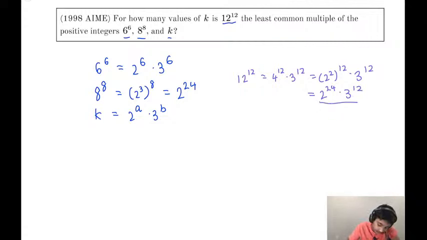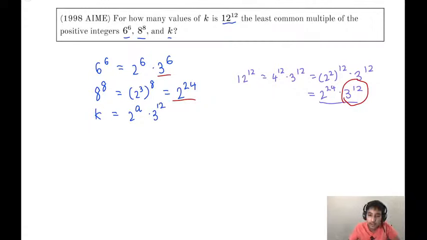So as you can see here, we already have a factor. We've already got 2 to the 24 term here. Well, we only have 3 to the 6 term, and we need a number that has a factor of 3 to the 12, so that when we take the LCM, it's going to be 3 to the 12. So that means k must have b to be exactly 12. The reason is that we must have a factor of 12.